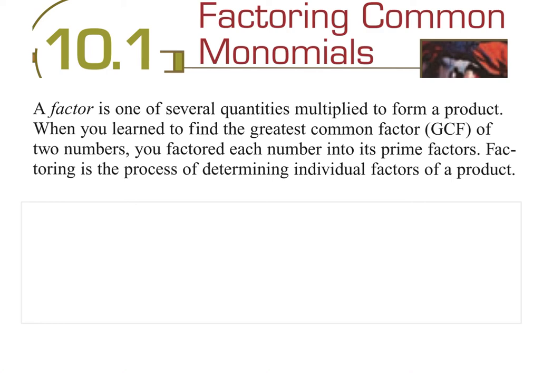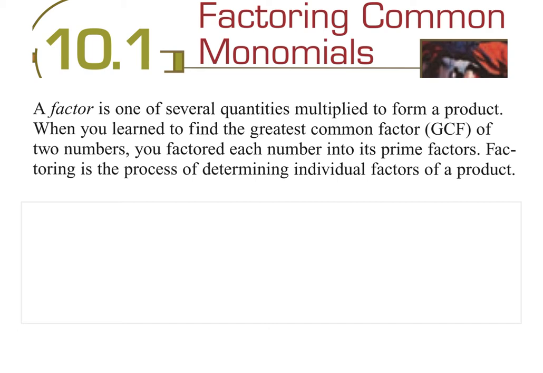All right, so first, what is a factor? A factor is one of several quantities multiplied to form a product. When you talk about the number 15, 3 and 5 are factors of the number 15. When you learned how to find the greatest common factor, you factored everything into primes, and then you decided how you were going to use each piece of the factors of the two numbers.